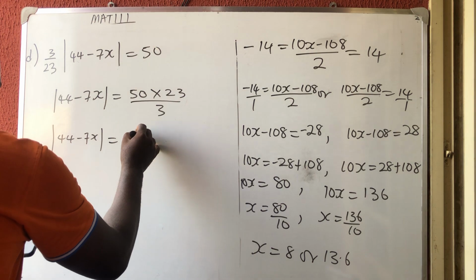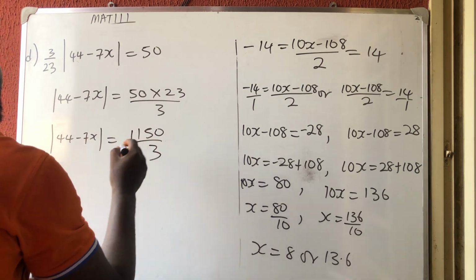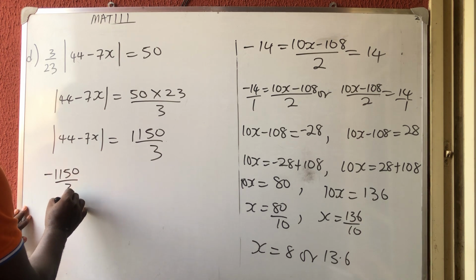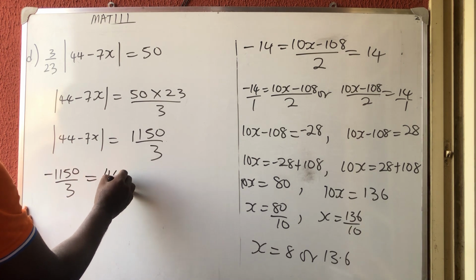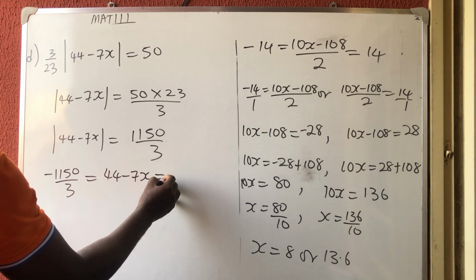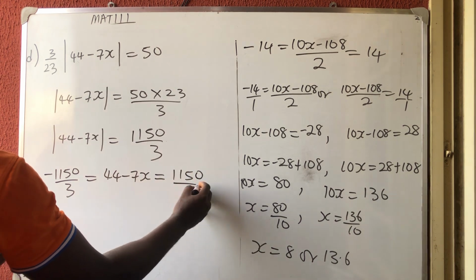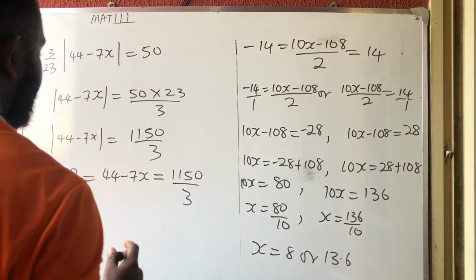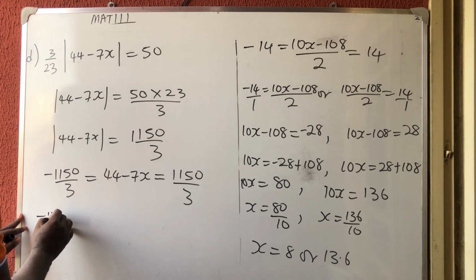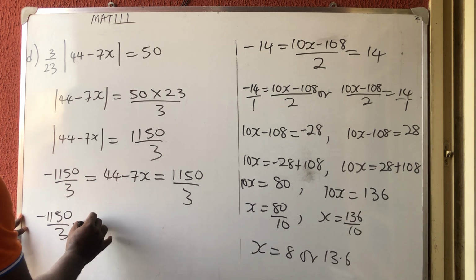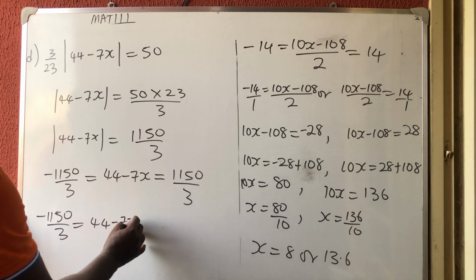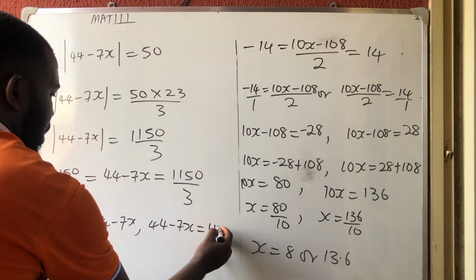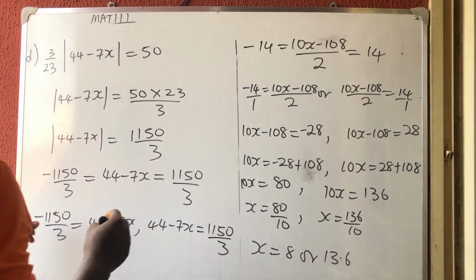So I'm having 1150 divided by 3. To remove the absolute value, I'm going to have minus 1150 over 3 is equal to 44 minus 7x, and 44 minus 7x is equal to 1150 over 3. Just carry the negative and put it on the other side. So solve this side separately, and solve this side separately. So I'm having minus 1150 over 3 is equal to 44 minus 7x, then 44 minus 7x is equal to 1150 over 3. So what do we have now?